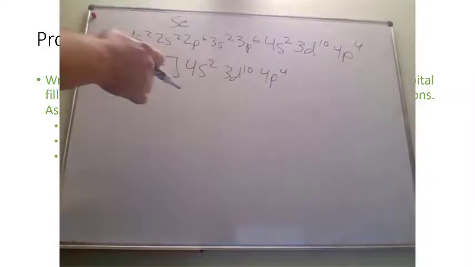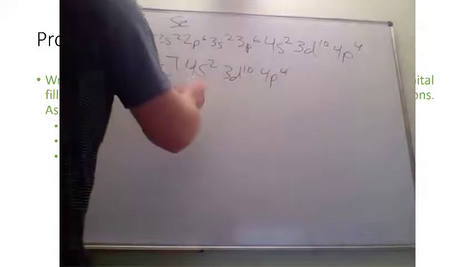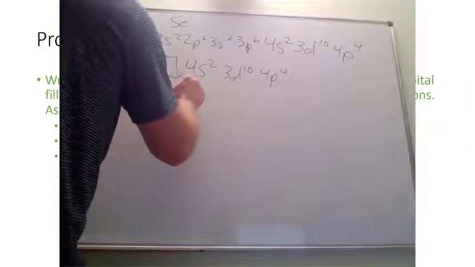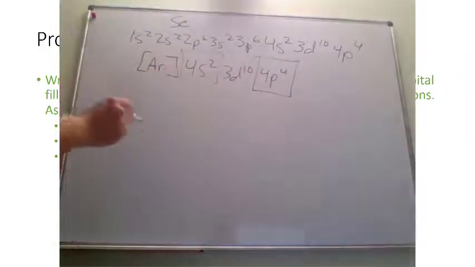Our valence electrons here are going to be the electrons in the outermost shell. Our outermost valence shell would be energy level 4. So our valence electrons would be all the ones in energy level 4.